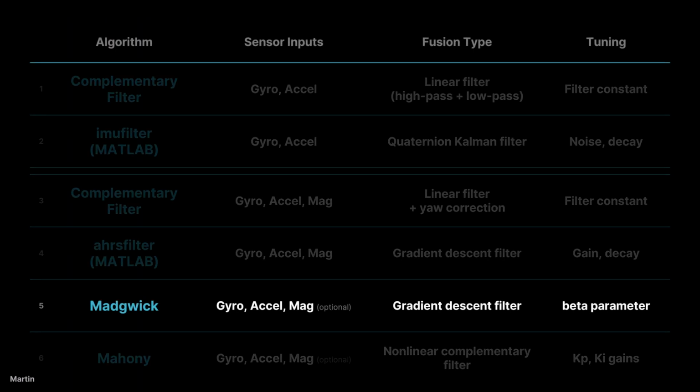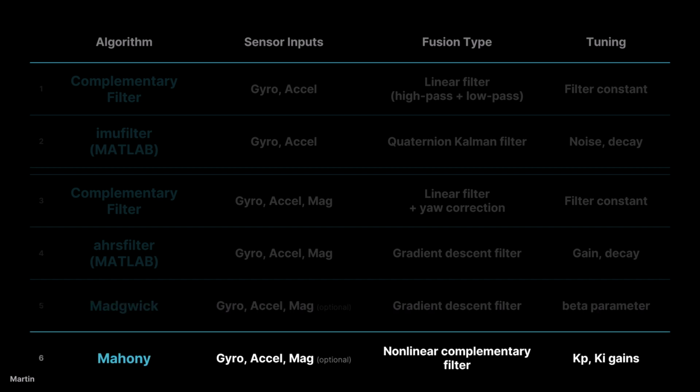Now that we've covered the Madgwick algorithm, let's move on to the Mahoney algorithm, another popular open-source filter for fusing gyroscope, accelerometer, and magnetometer data to estimate orientation.